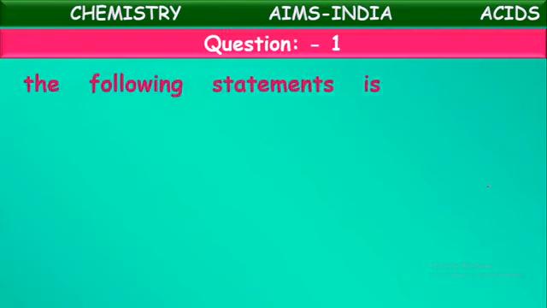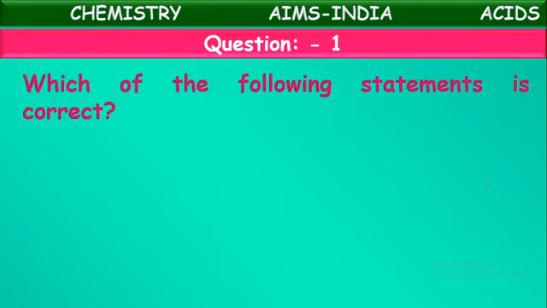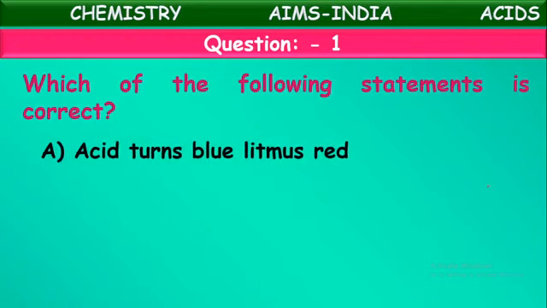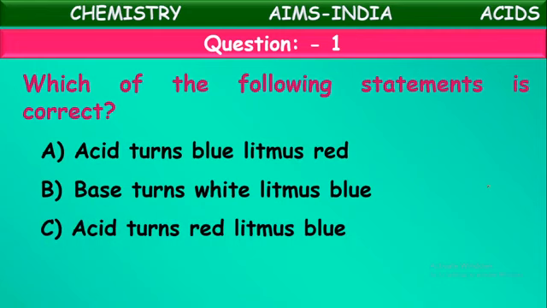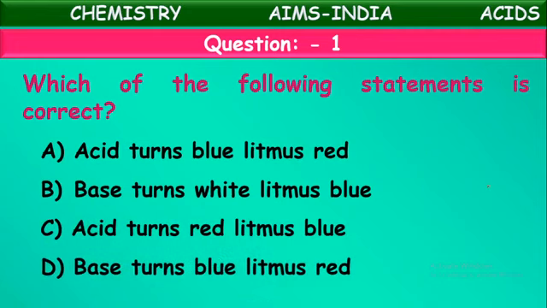Try to test yourself. So the first question, which of the following statements is correct? Acid turns blue litmus red. Is it correct? Next one, base turns white litmus blue. Acid turns red litmus blue. Base turns blue litmus red. So out of these, which statement is correct about litmus action towards acid base, children?